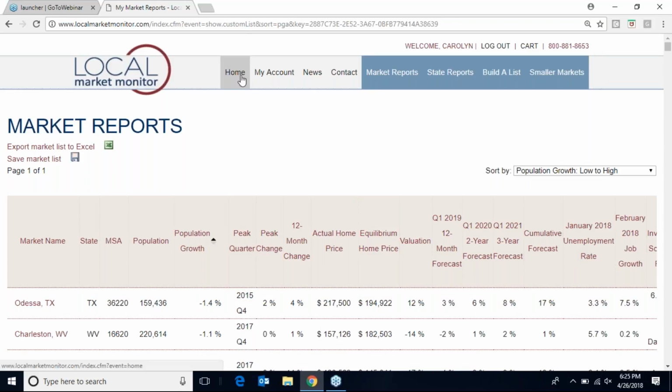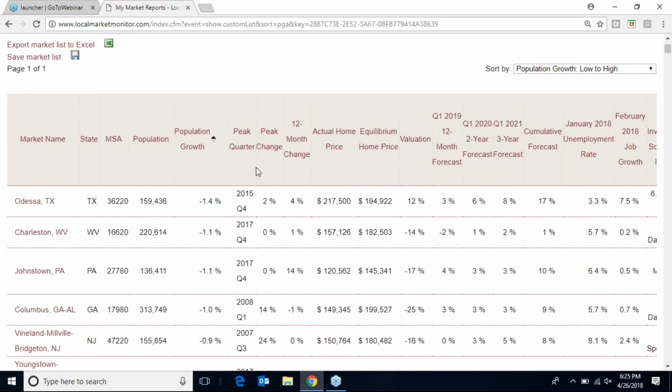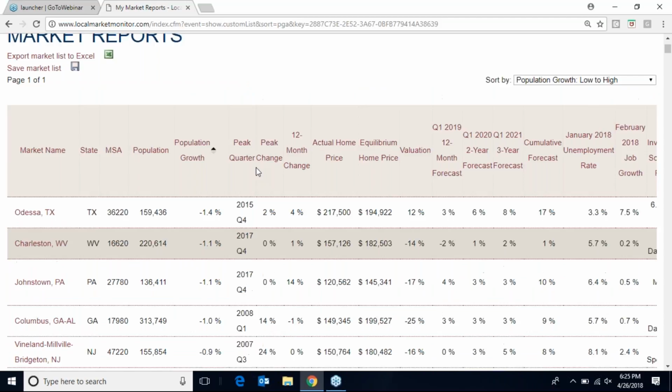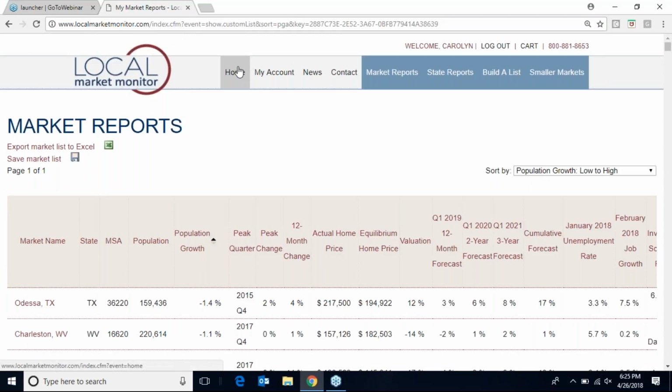Boy, I feel like boys with toys when I look at these market reports. Yeah, me too. There's a huge amount of information here. Yeah. And you can click through to the market by just clicking the link. Oh, okay, got it.